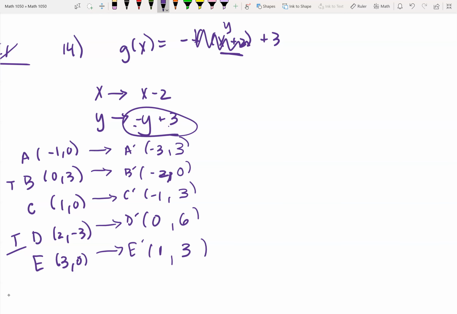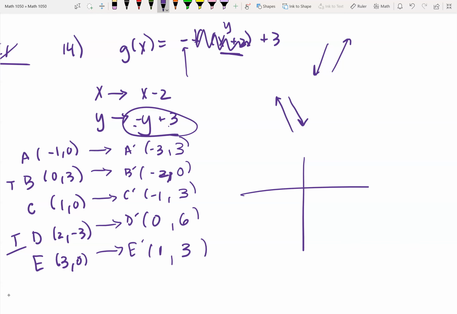Okay, now let's talk about end behavior. Do you see that negative that's right there with the f of x? It changes your end behavior. So if you look at the original graph, it's left down, right up. Since there's a negative, it's going to be the opposite: left up, right down.